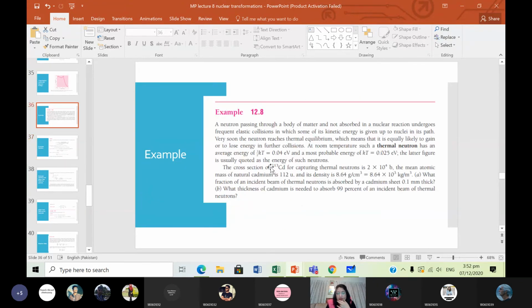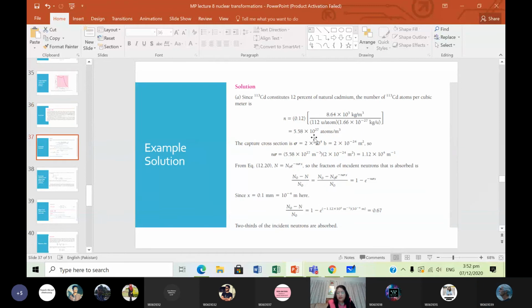112 is the number, what do you call it? The number of the mean atomic mass. Volume and density by mass. Density here is divided by the mass, kilogram per atomic unit, and we have the number of atomic units per atom. So this U will cancel, we will get kilograms per atom, and then kilogram cancels, we will get atoms per meter cube.